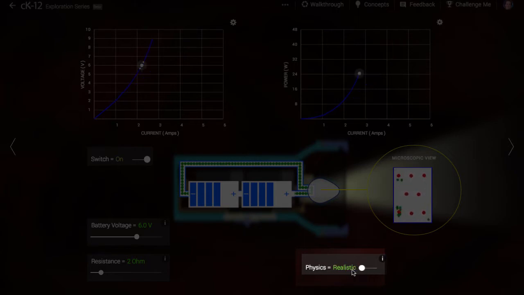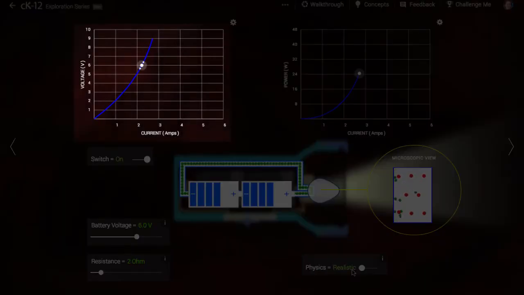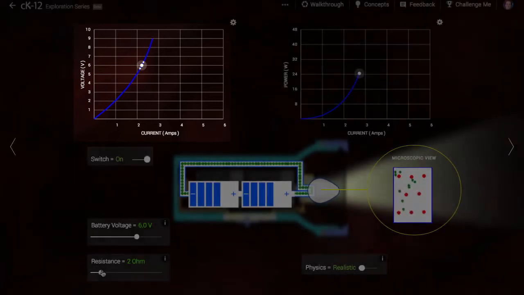In a real light bulb filament, the resistance would increase with temperature. So, as the bulb gets hot, the slope of the voltage versus current graph would become steeper and steeper. The bulb is getting hotter at high current, so the graph shows a bend upward.